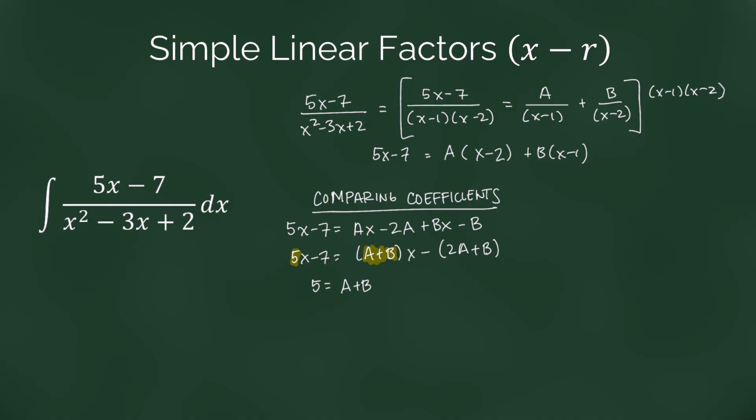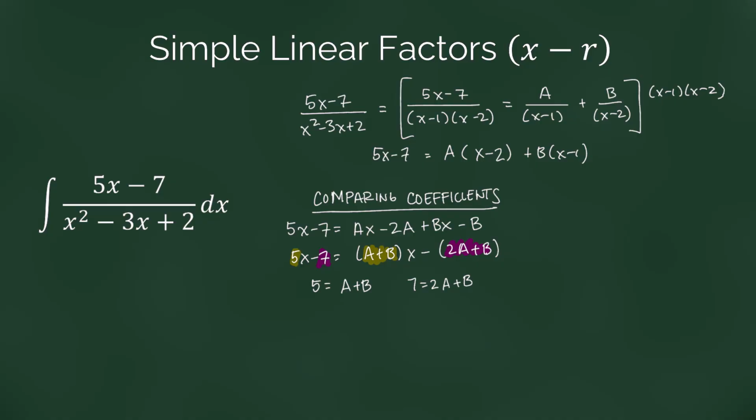Similarly, we'll notice that the constant term on the left should match the constant term on the right. That gives us another equation, 7 equals 2a plus b. Now we have a system of equations. We can use substitution or elimination to solve that. I'm going to use substitution.